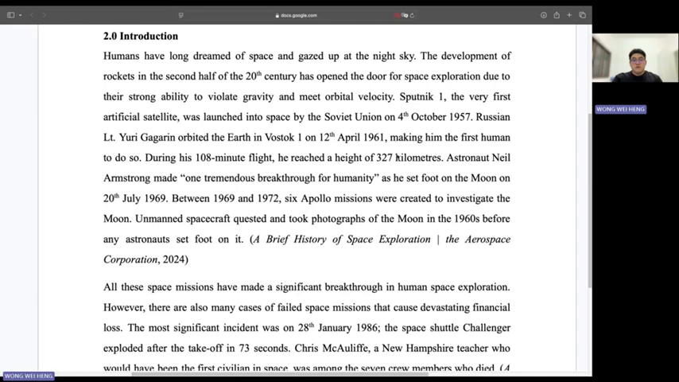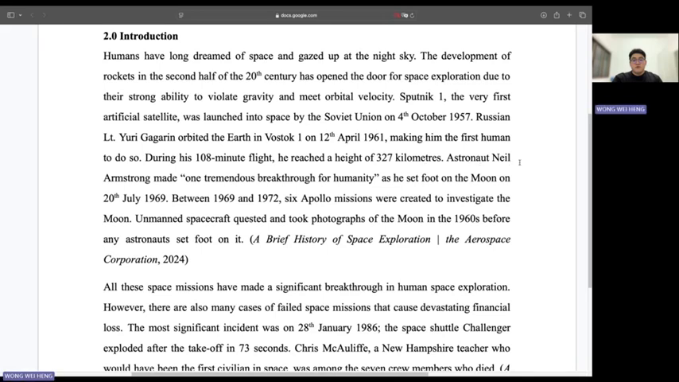Sputnik 1, the very first artificial satellite, was launched into space by the Soviet Union on 4th October 1957. Russian Yuri Gagarin orbited the Earth in Vostok 1 on 12 April 1961, making him the first human to do so. During his 108-minute flight, he reached a height of 327 kilometers.